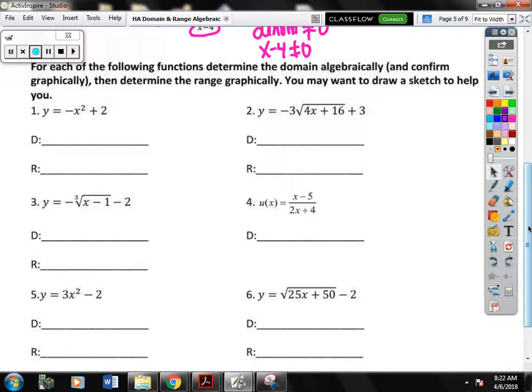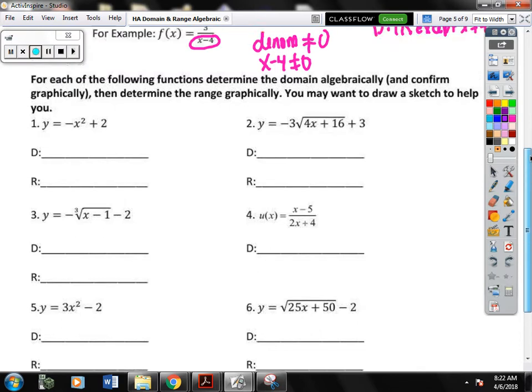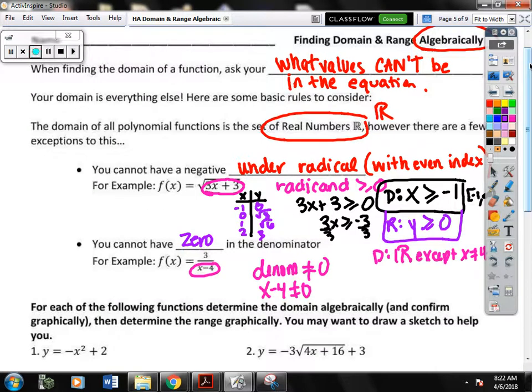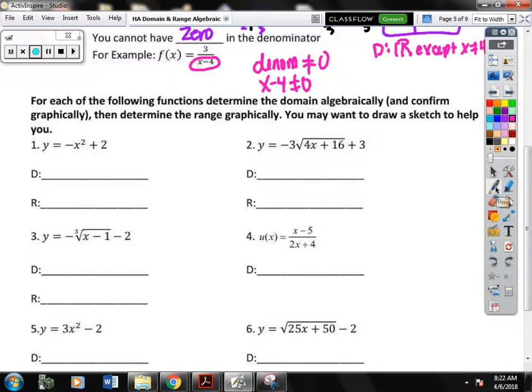Okay. All right, so we have a whole mixture of problems here asking us to find the domain and range. Remember, if you don't have a square root or a fraction, your answer is all real numbers, okay? For the domain at least. So the first one, no fraction, no square root. This would make a quadratic, so the domain is all real numbers.